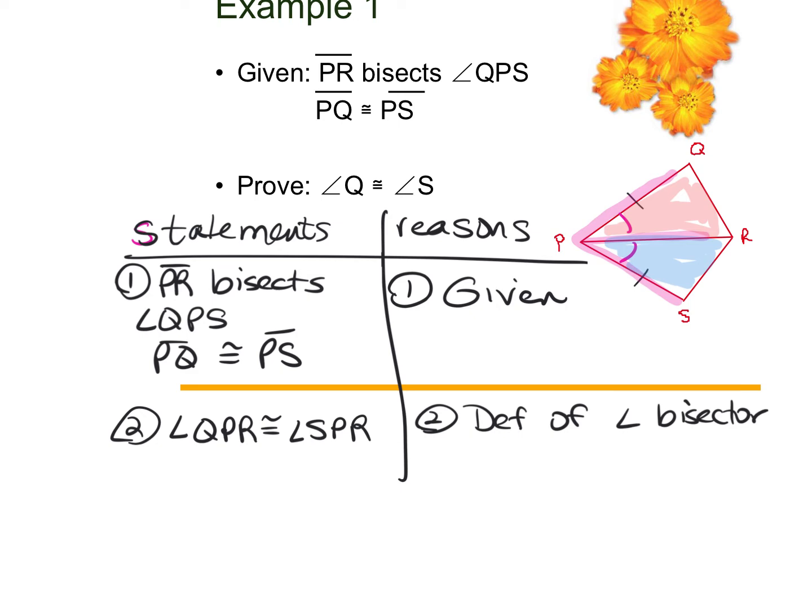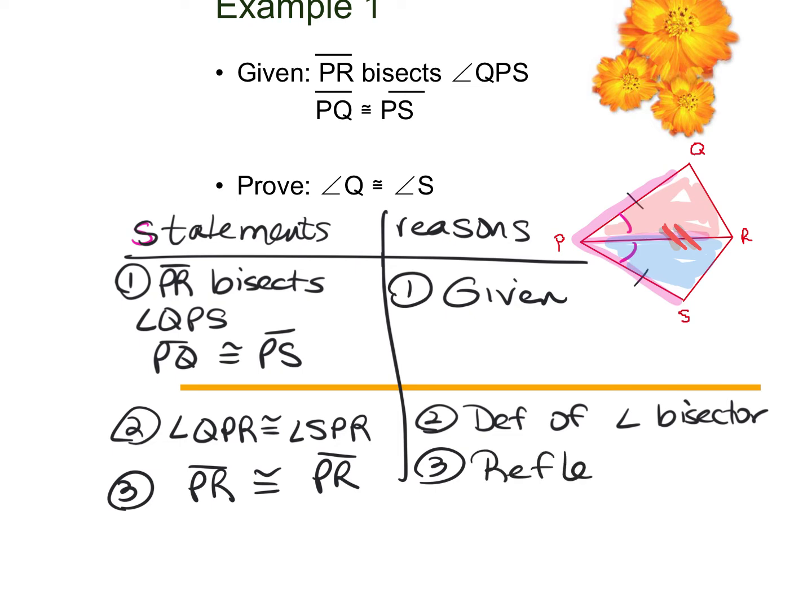Now, so far, I've got 2 pieces of congruence. Now, I'm going to show that obvious one, and that's going to be this reflexive side, and I can state that PR is congruent to PR. Now, you could have also stated the reflexive side as the second statement. So statements 2 and 3 could be reversed. It doesn't matter if you did the angle bisector first or the reflexive side first, but we need to get both of them in here.